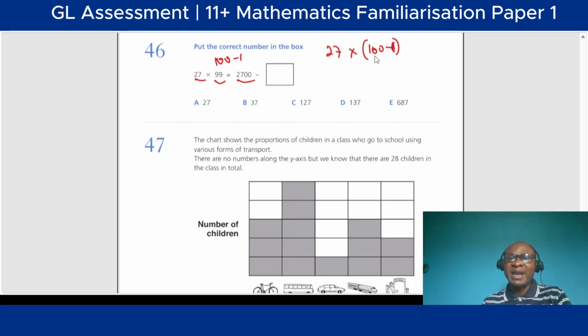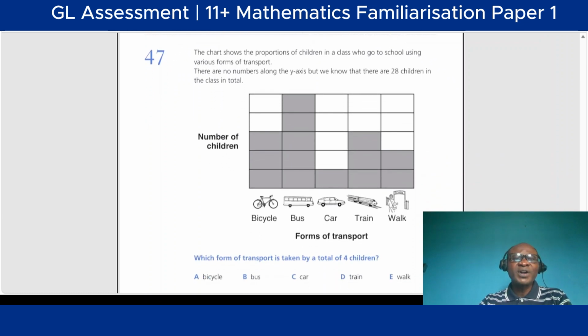When I now multiply the bracket with the 27, 27 multiplied by 100 will give me 2,700, and 27 multiplied by 1 will give me 27. Therefore, we can simply say that 27 multiplied by 99 is equal to 2,700 minus 27. So in the box, the missing number is 27, which is option A. Let's go to question number 47.